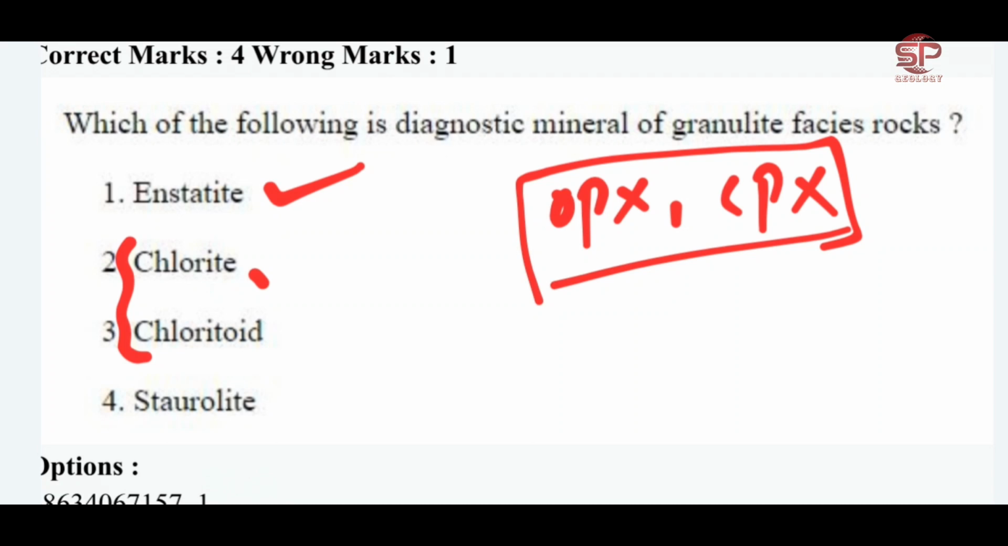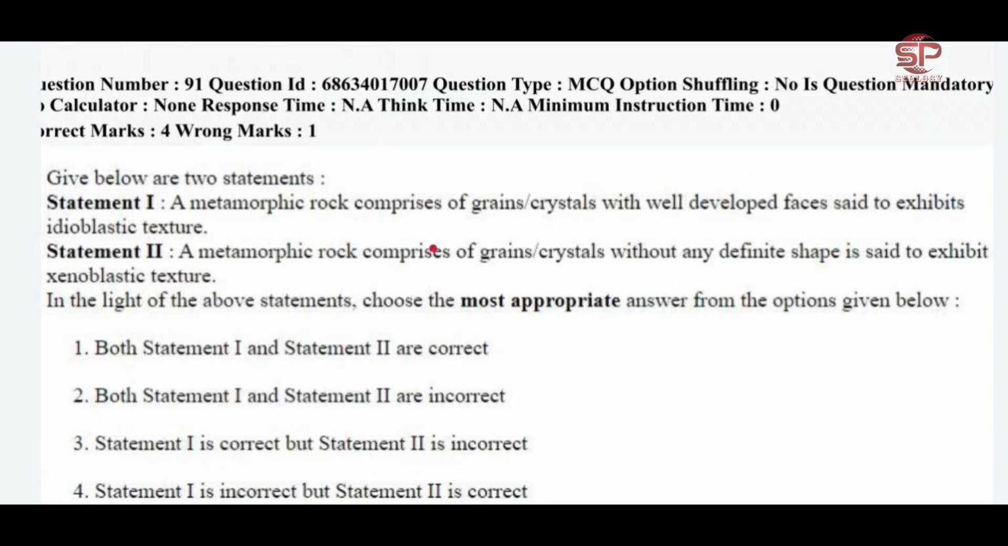A metamorphic rock comprising grains or crystals with well-developed faces is said to exhibit idioblastic texture. It is called idioblastic texture where all the faces are well developed. If they are not developed, it is called xenoblastic texture. A metamorphic rock comprising grains or crystals without any definite shape is said to exhibit xenoblastic texture. So both the statements are correct.